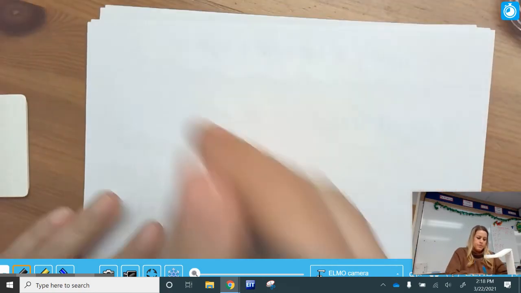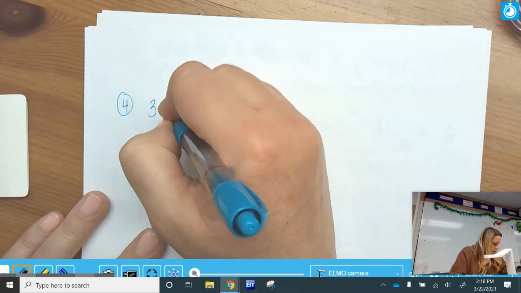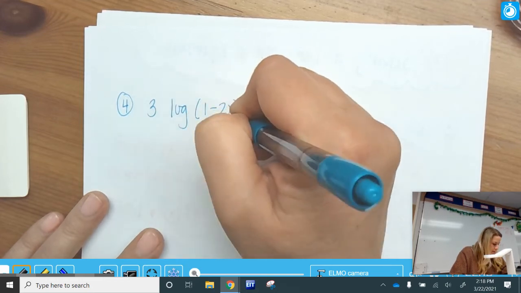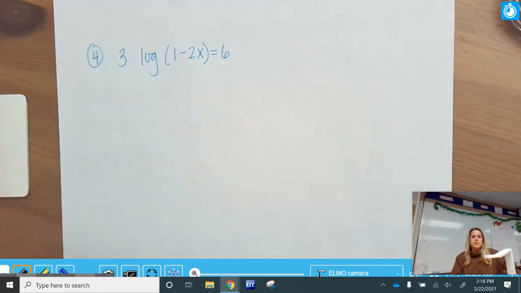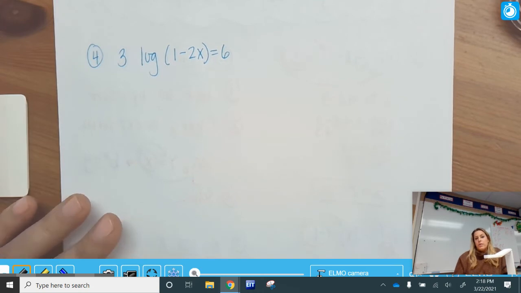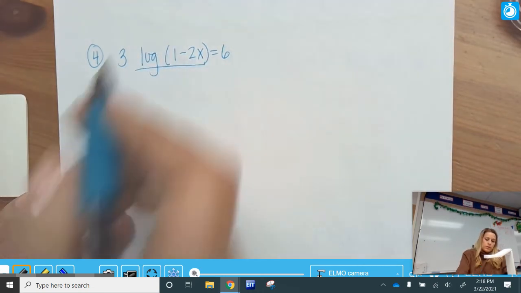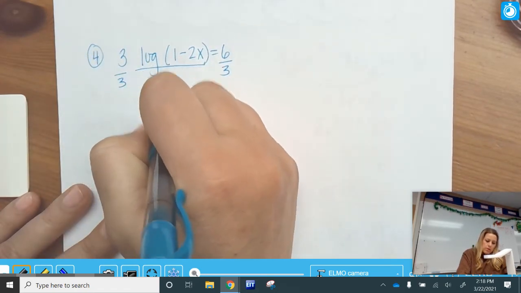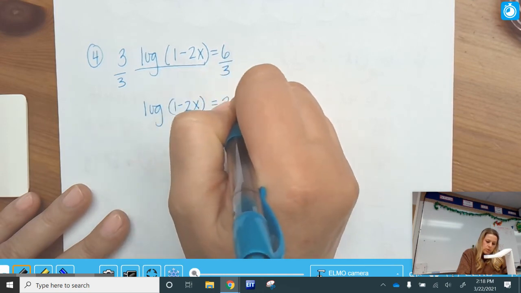Number 4. Three times log of 1 minus 2x equals 6. Okay, so the first thing is we have to get rid of that 3 because this is what we want to get by itself. So we're going to divide by 3. Log of 1 minus 2x equals 2.